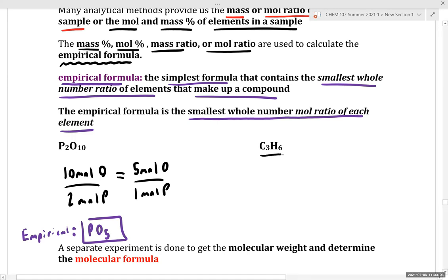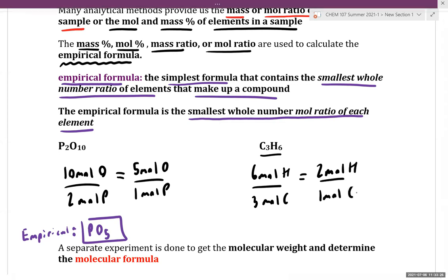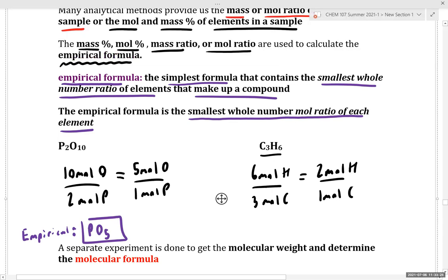So for example, in C3H6, we have 6 moles of hydrogen per every 3 moles of carbon. And that in turn simplifies to a 2-to-1 ratio, 2 moles of hydrogen per 1 mole of carbon. So then we can rewrite this formula as an empirical formula, where our simplest whole number mole ratio of elements would be CH2.